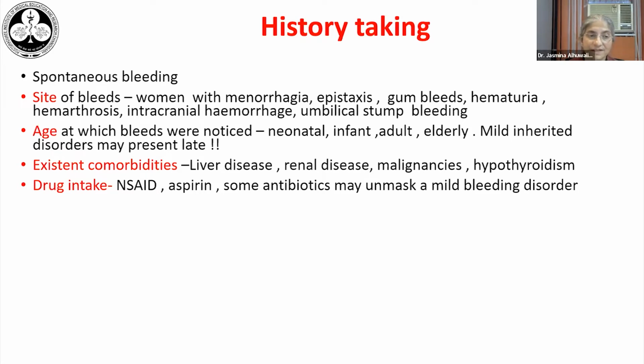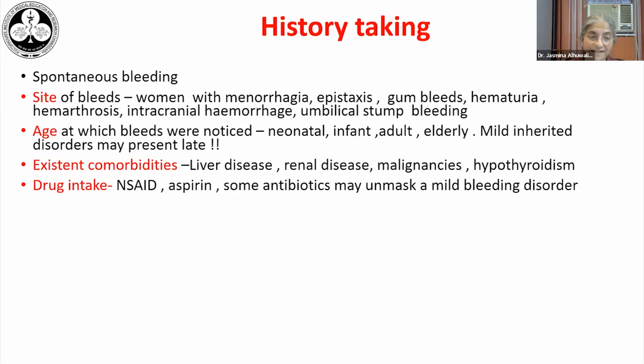The next thing we need to see is at what age the bleeds were first noticed. If there was a bleed in a neonate or an infant or a child, there is a likelihood that we are looking at an inherited bleeding disorder, whereas a bleed in an adult or an elderly patient may be due to an acquired cause. We must remember, however, that mild inherited disorders may sometimes present late and may go undetected in early life.